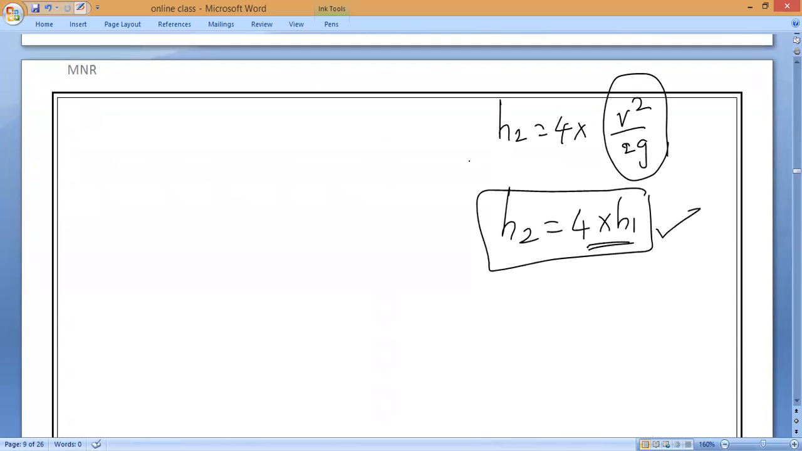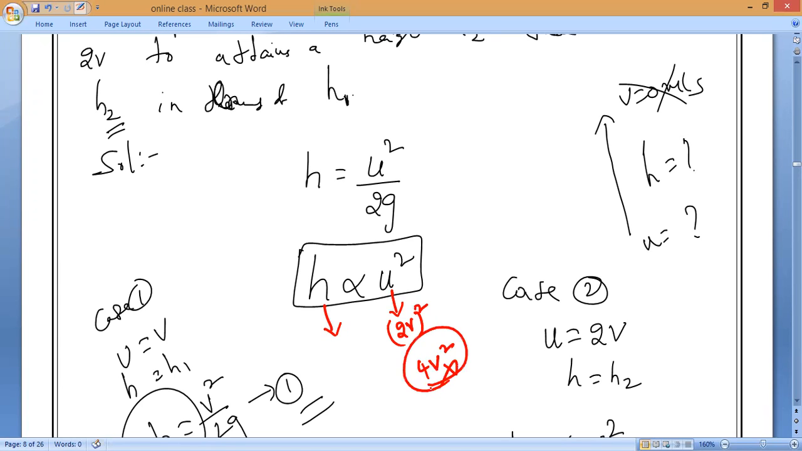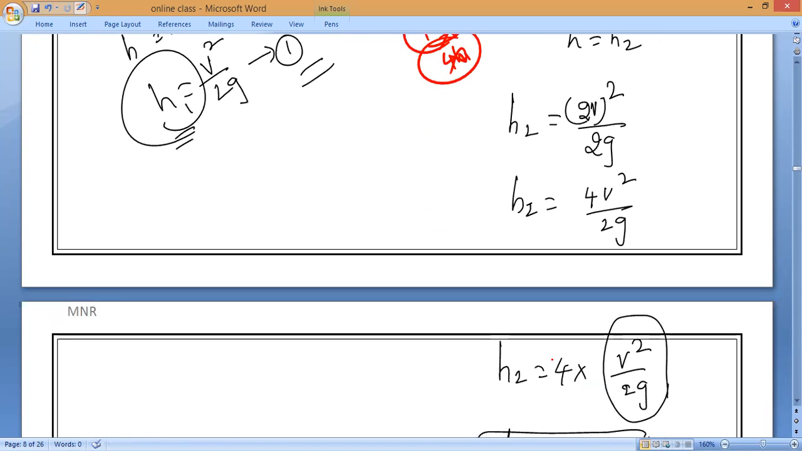Actually, without solving also, we can say this from the relation. Is it right or wrong? We already solved the same kind of question today. The velocity becomes double, v becomes 2v, so the height will increase how many times? 4 times. So 4 times h1 is directly the answer. But you have to solve officially, the normal method.